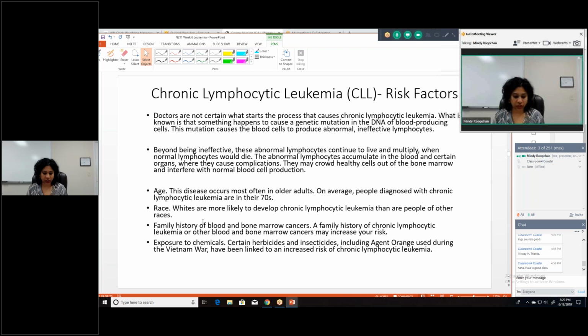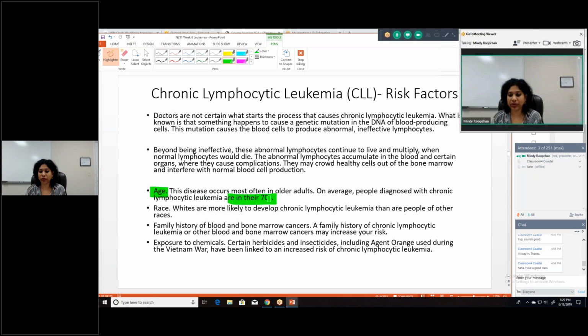So the risk factors. Doctors are not certain what starts the process of CLL. What is known is that something happens with a genetic mutation of the DNA. What happens, we know, is it crowds the healthy cells out of the bone marrow, interfering with normal blood cell production.